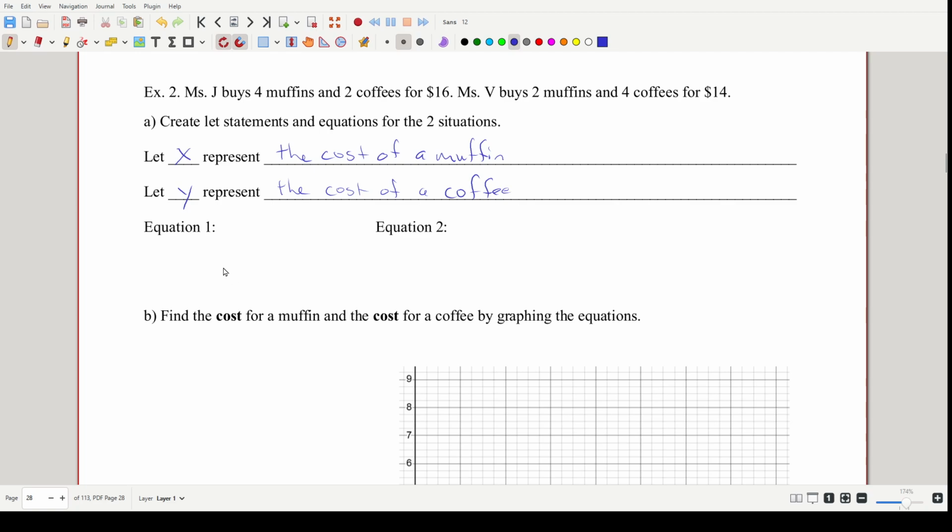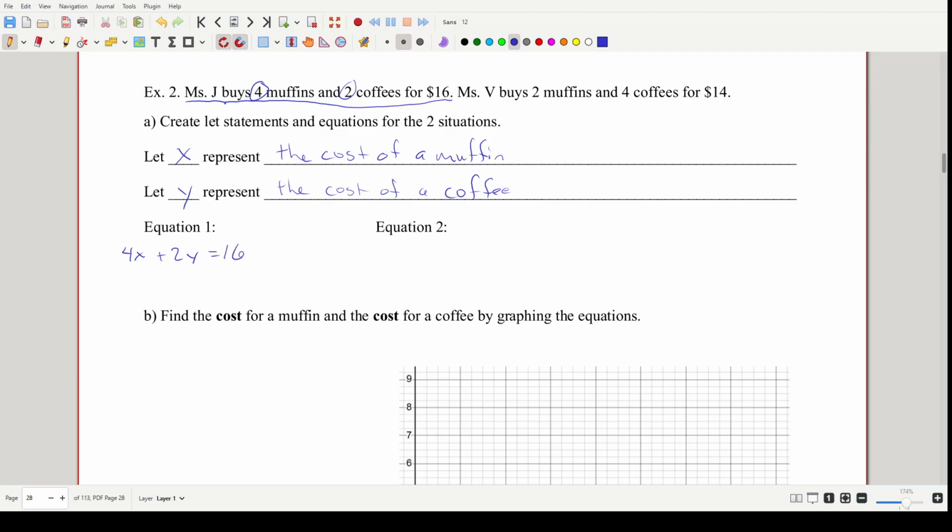Okay. Equation number 1. This is almost like what we did in the lesson from the last video. We came up with these let statements, and now we had to come up with an equation based on our description. So let's do the first one. Let's do Miss J. Miss J is going to be equation number 1. We know that Miss J bought 4 muffins at whatever the cost of a muffin is. So 4 times X. She bought 4 of these muffins. She also bought 2 coffees, 2 times the cost of Y. These two things combined add for a total of $16.